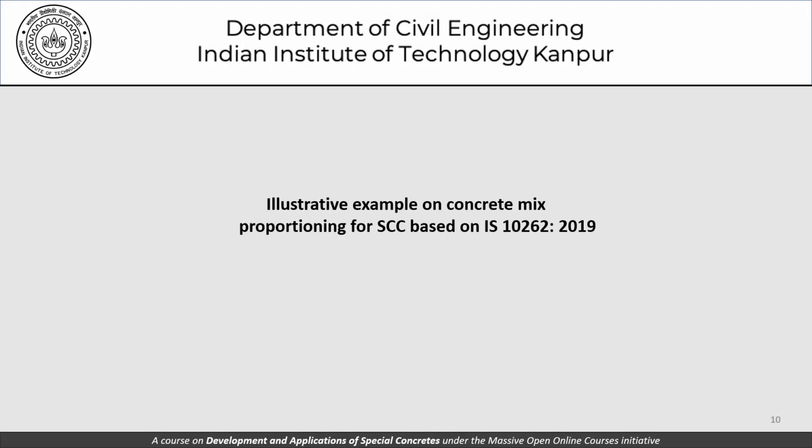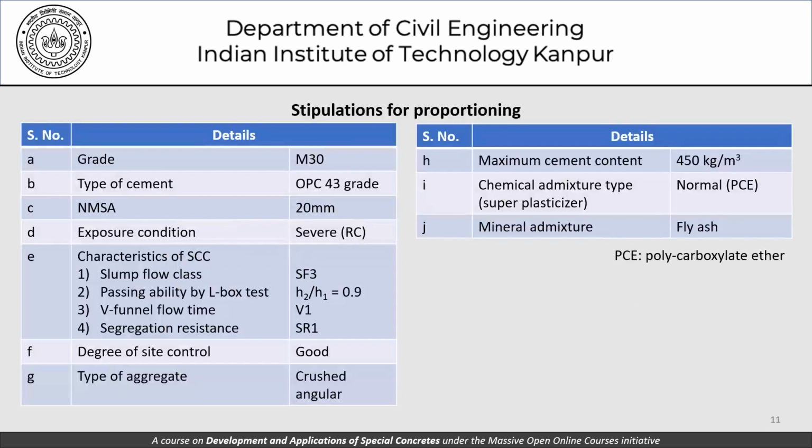Now let's try to do an illustrative example of a concrete mix proportioning for SCC based on IS 10262. These are the conditions that are known to us. We want an M30 grade concrete. We know that we'll use OPC 43 grade cement. The nominal maximum size of aggregate is 20 mm. The exposure condition is severe for reinforced concrete.